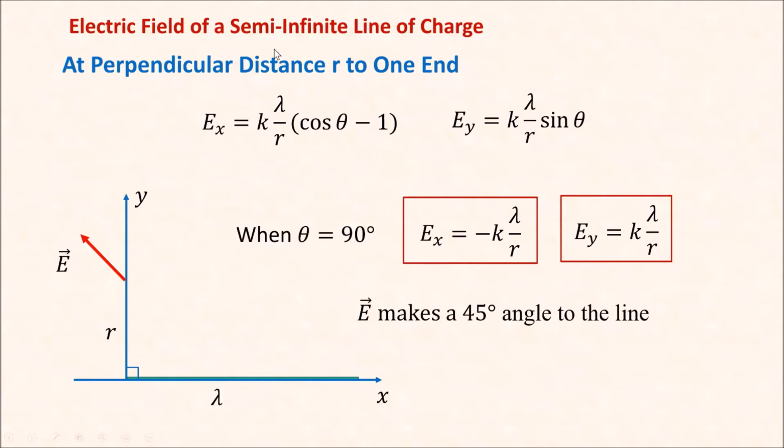So for a semi-infinite line of charge at perpendicular distance R to one end, you have, again, two components. The line goes to infinity, theta becomes 90 degrees, and then cosine of 90 is 0, so this becomes just negative K lambda over R for the X component, and sine of 90 is 1, so it becomes K lambda over R. So both of them have the same magnitude, but the X component is negative. That's why it's leaning toward the left. So this is an interesting result: no matter how far you are from the end of this infinite line, the electric field makes an angle of 45 degrees to the line.